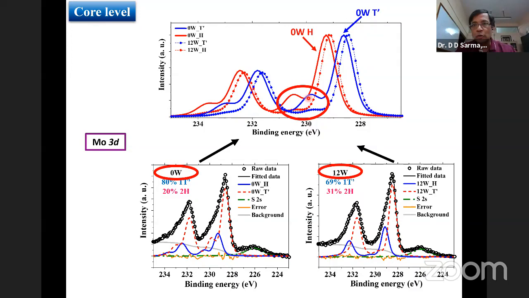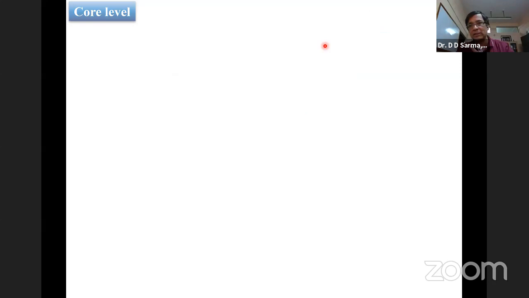If I now show you the 12 wash, the dashed line blue is the T prime 12 wash, and this is the red 12 wash H signal that doesn't have the plasmon signal. Besides that, you can see a systematic shift between the two. The 12 wash T prime and the zero wash T prime are shifted. 12 wash H and zero wash H are shifted. And that shift is about 0.3 electron volt for every peak, not only for molybdenum, because this shift can come from many things. So we looked at the sulfur also. It turns out, and I'll jump forward, sulfur also shows the 0.3 electron volt shift.